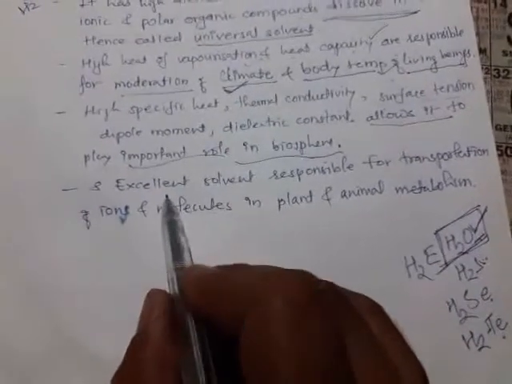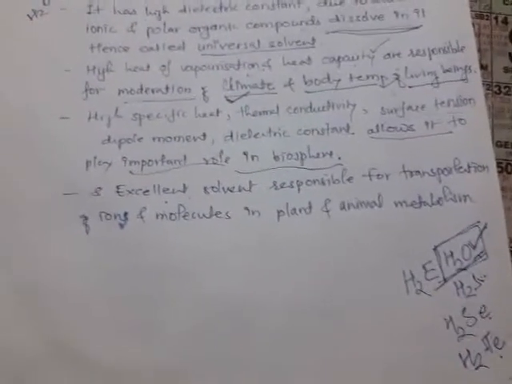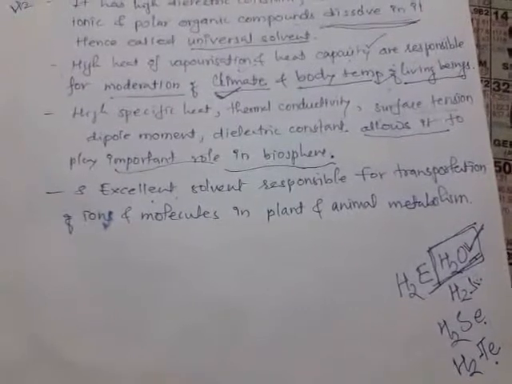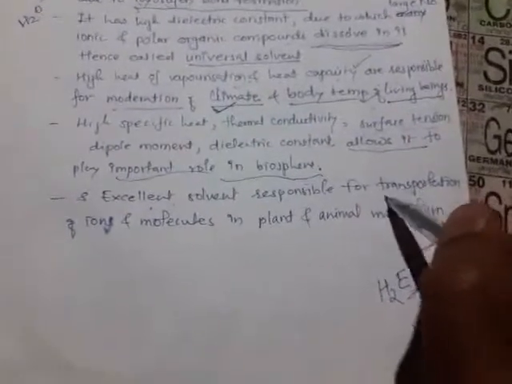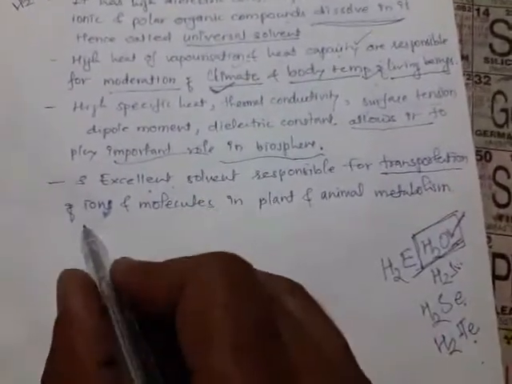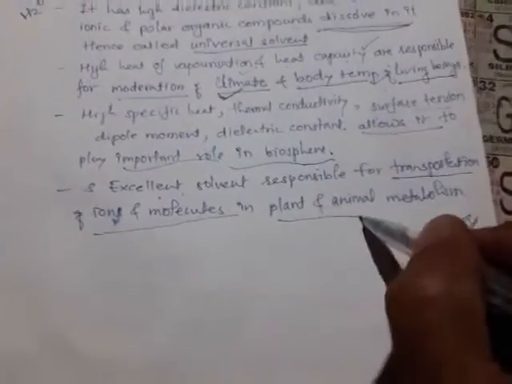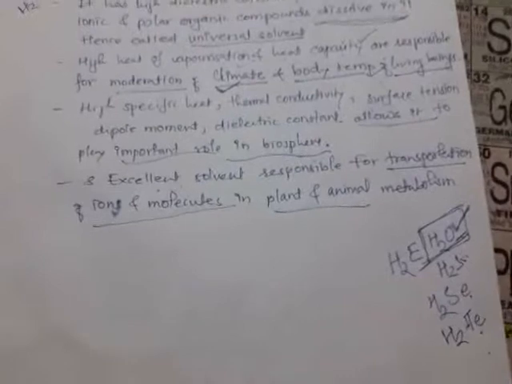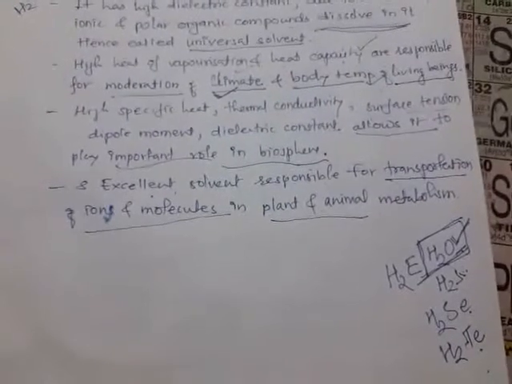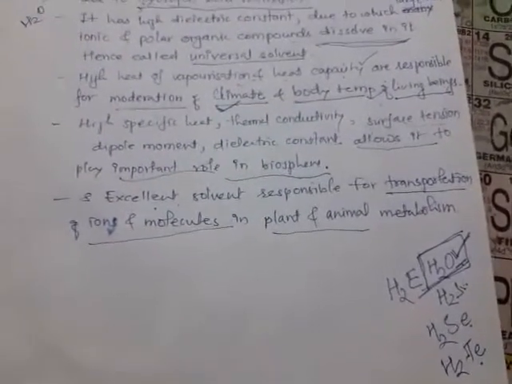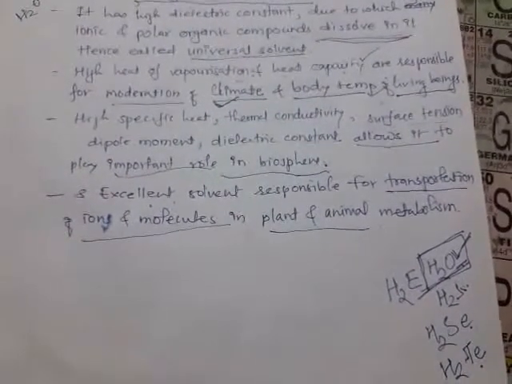Now, an excellent solvent, which is why we call it a universal solvent. And that's why it is responsible for the transportation of ions and molecules in plants and animals. It is a very good solvent, and that's why it is responsible for the transportation of various ions and molecules which are part of plant and animal metabolism. So these are some properties of water. Hope you have understood that.